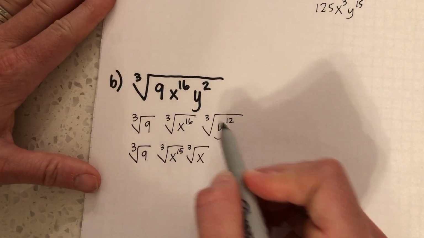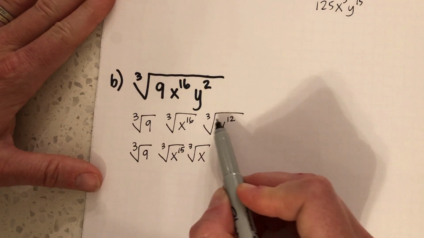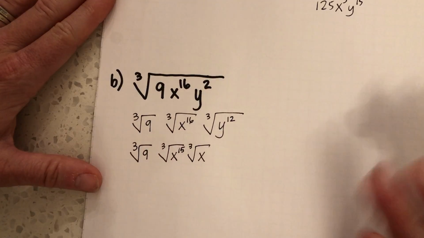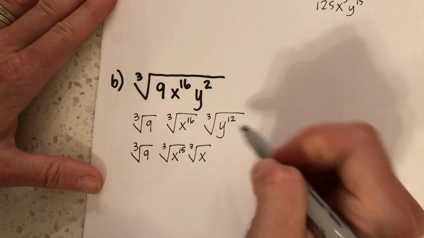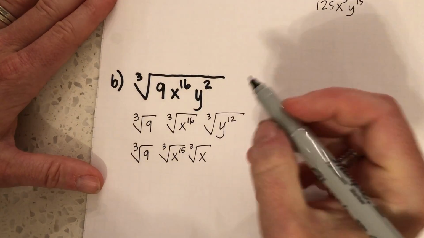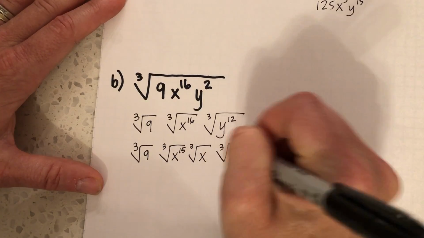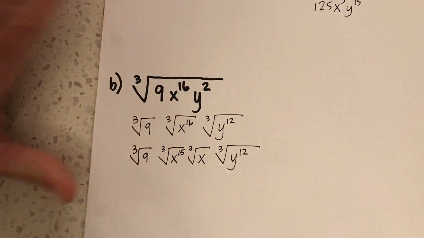And then we go to the third root of y to the 12th. Does 12 divide by 3? Yes, which means he's a perfect third power. I don't have to break him up. I could do it right now, but I'm going to wait to the next step. We can just leave him the way he is, and we'll take care of him in the next step.